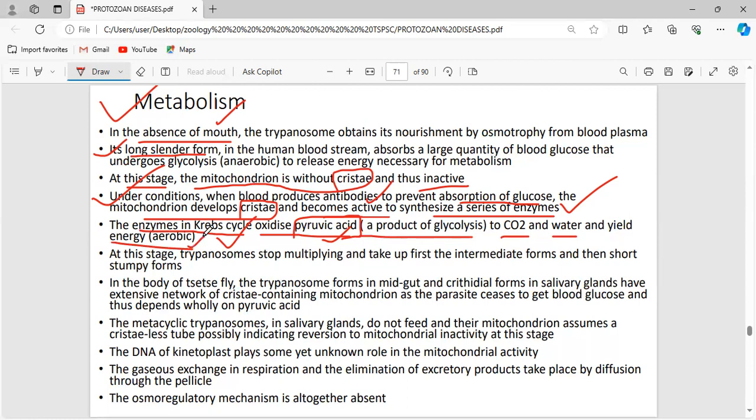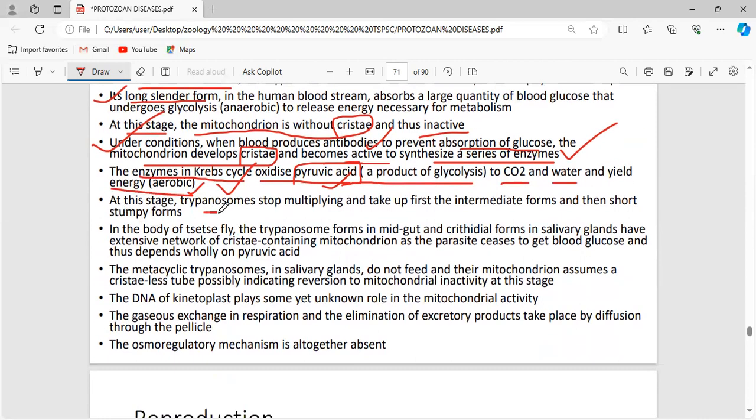Okay, in the presence of oxygen, that is the aerobic form. Now, at this stage, the trypanosome stops multiplying and takes up the intermediate forms and then the slender and stumpy forms. You have to remember all the different forms of trypanosomes, what is called the long slender form and what is called the short stumpy form. I have discussed everything in yesterday's class, and once I have taught every disease, I will upload this PPT in the WhatsApp group, and you can revise those things.